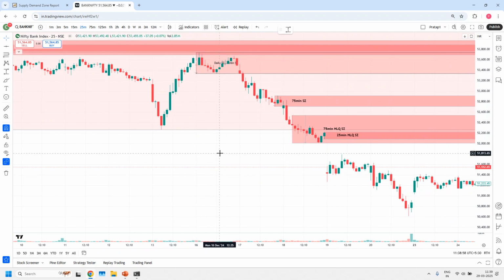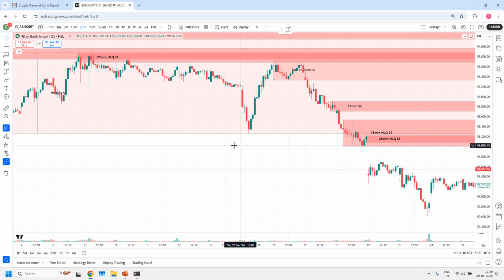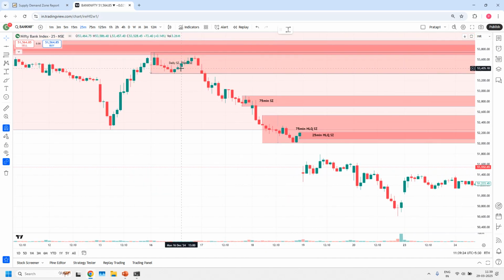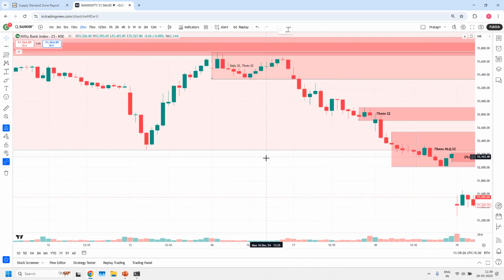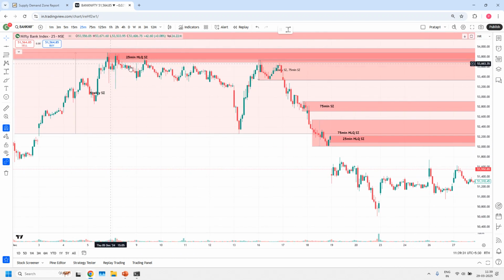But interesting thing, have you noticed? There is a daily supply zone and also a 75 minute supply zone. For both these zones, this 25 minutes high liquidity supply zone is the origin. This is the lower time frame zone, the origin for this daily high liquidity supply zone, the daily supply zone. The same daily supply zone is also a 75 minutes supply zone. So this is the area where we have strong order flow.